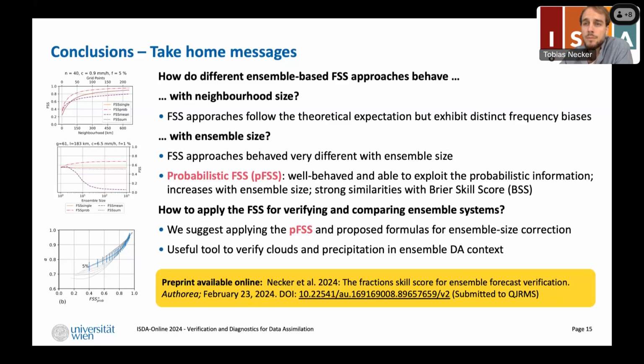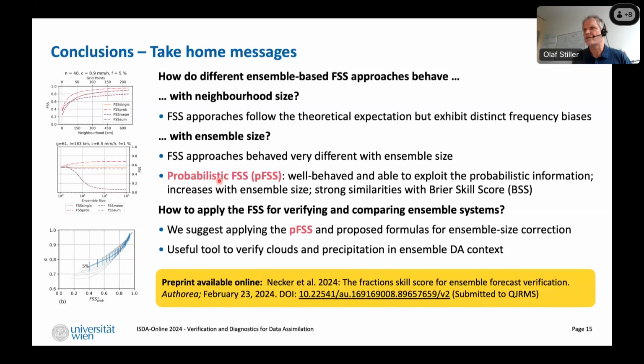I mean, which of the four fraction skill score versions? So I would really use the probabilistic FSS, because it's very similar to the Brier skill score and it has very good properties. Yeah. Okay, thank you. There's actually one question in the chat.